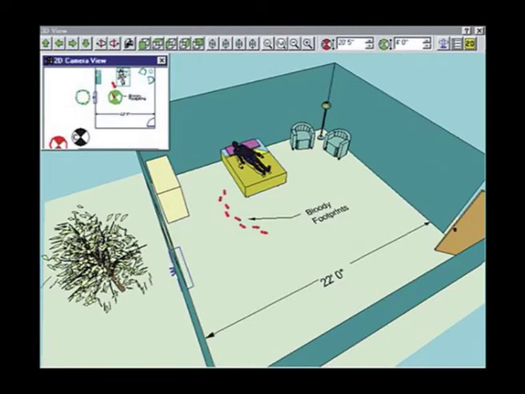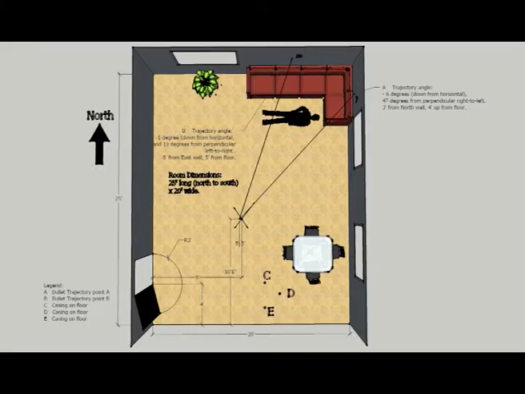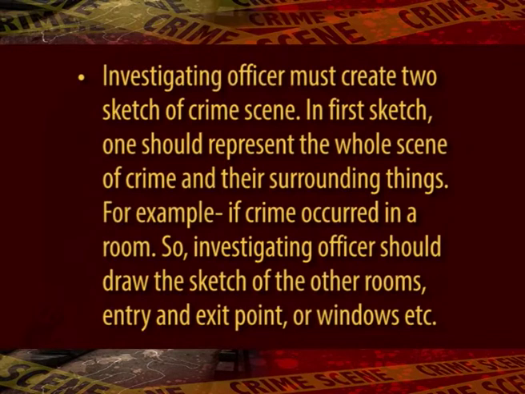Now we will have an interesting module, the method of measuring the crime scene. So, before starting it, we shall discuss some ideal principles for making a crime scene sketch. So, let's start. The investigating officer must create two sketches of the crime scene. In the first sketch, one should represent the whole scene of the crime and the surrounding things.